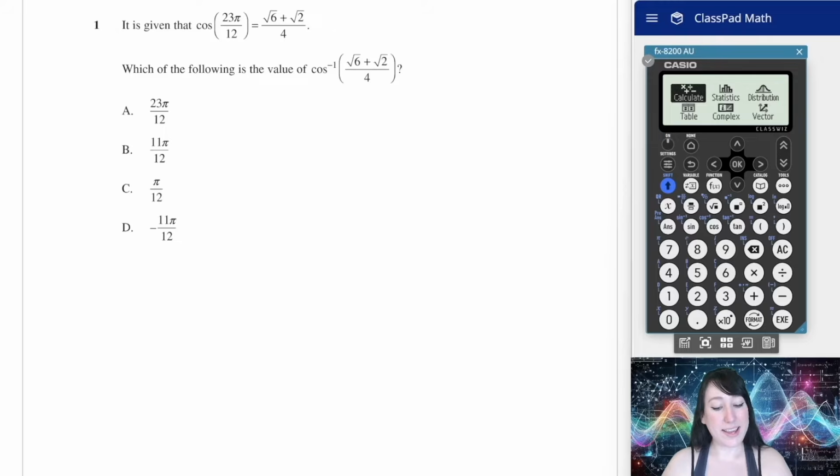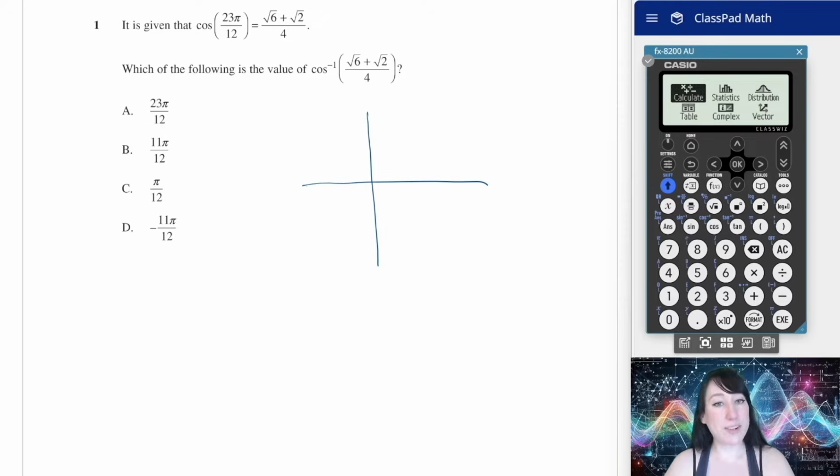Question 1. It is given that cosine of 23 pi over 12 is equal to root 6 plus root 2 all over 4. Which of the following is the value of cosine inverse of root 6 plus root 2 all over 4? So it's important to remember what the range of cosine inverse is.